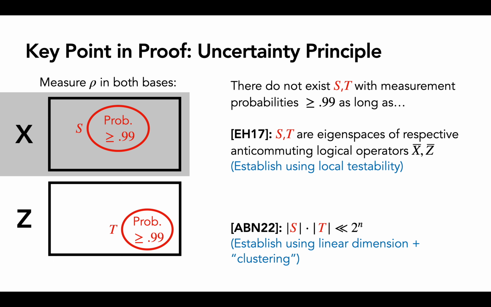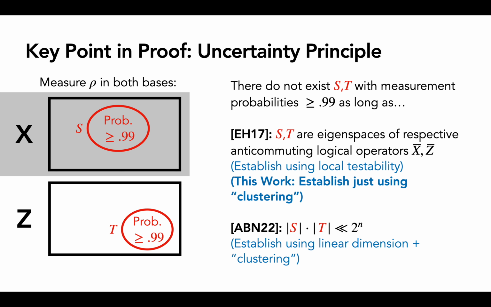Meanwhile, Anshu, Breuckmann, and Nirkhe had this weaker testability notion of clustering, and so they combined it with linear dimension to find sets S and T that were sufficiently small. They really used the linear dimension to show that S and T were sufficiently small to satisfy this inequality, and then they applied the uncertainty principle to get well-spreadness in one of the two bases.